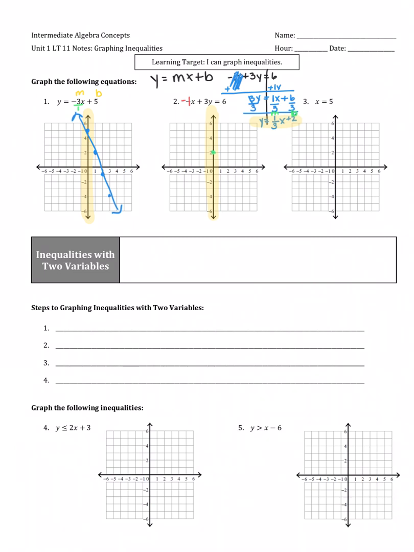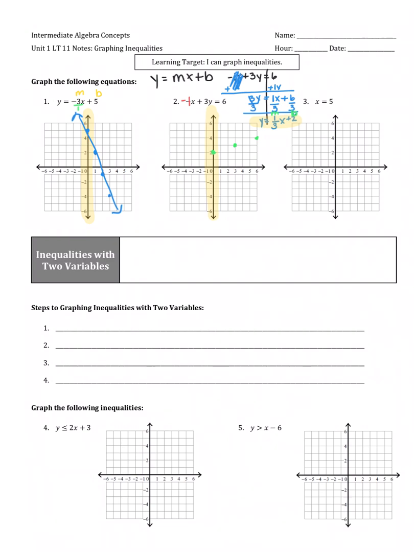Just put a dot on positive 2. Okay, and then my m says I'm going to go up 1 and then to the right 3. They're both positive, so I'm going up and to the right. So up 1, to the right 3, and then do your dot. So go up 1, to the right 3.